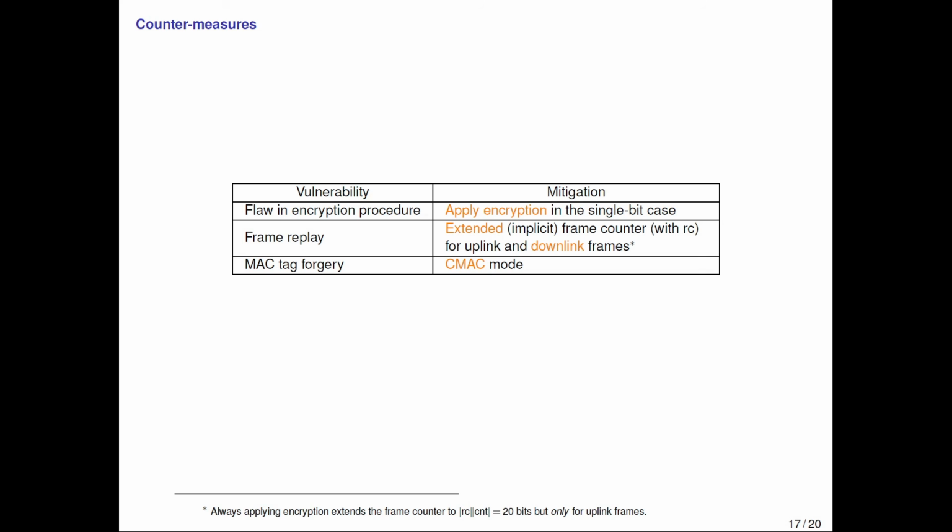Finally, the existential forgeries that we have described can be thwarted by replacing the CBCMAC mode with the CMAC mode, which is secure for variable length inputs. Moreover, CMAC is based on the same inner operation as CBCMAC. Therefore, this change does not imply any additional computation cost.